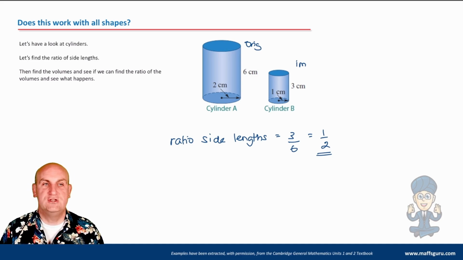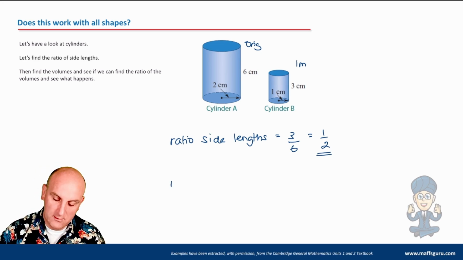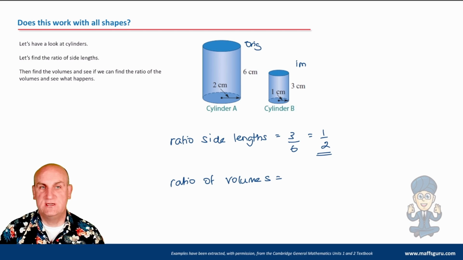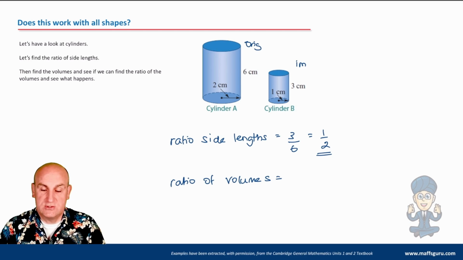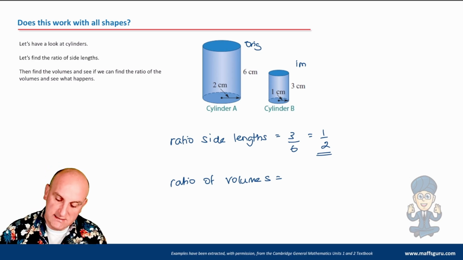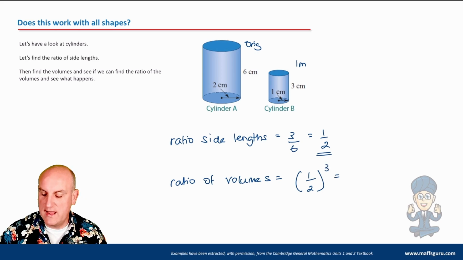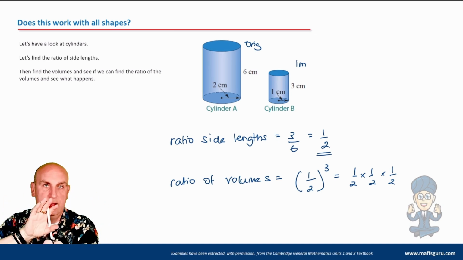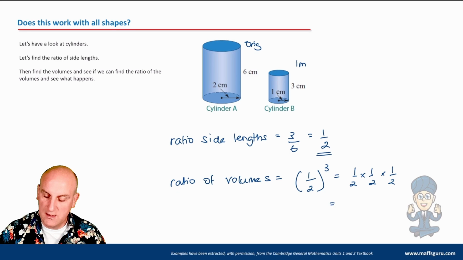So what does that now mean for the ratio of the volumes? Well, the ratio of my volumes is going to equal, well, how many dimensions does this shape have? Yes, it's 3-dimensional. It's a solid shape. It's got 3 dimensions. So I'm going to take my ratio of the side lengths and raise it to the power of 3. And again, that just means 1/2 times 1/2 times 1/2. I am bringing my shape down 1/2 that way, 1/2 that way, and 1/2 that way. So 1/2 times 1/2 times 1/2 gives me 1/8. So that's my ratio of my volumes.